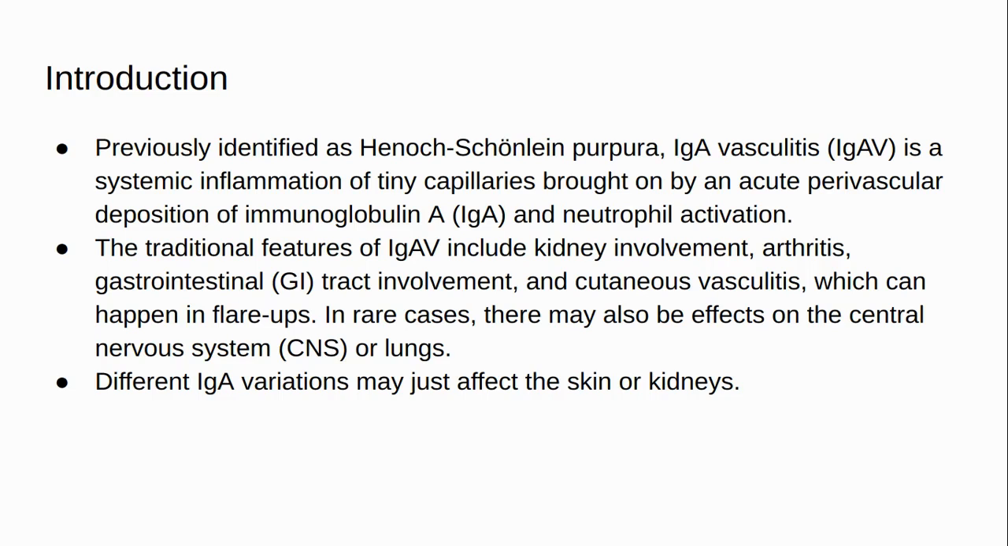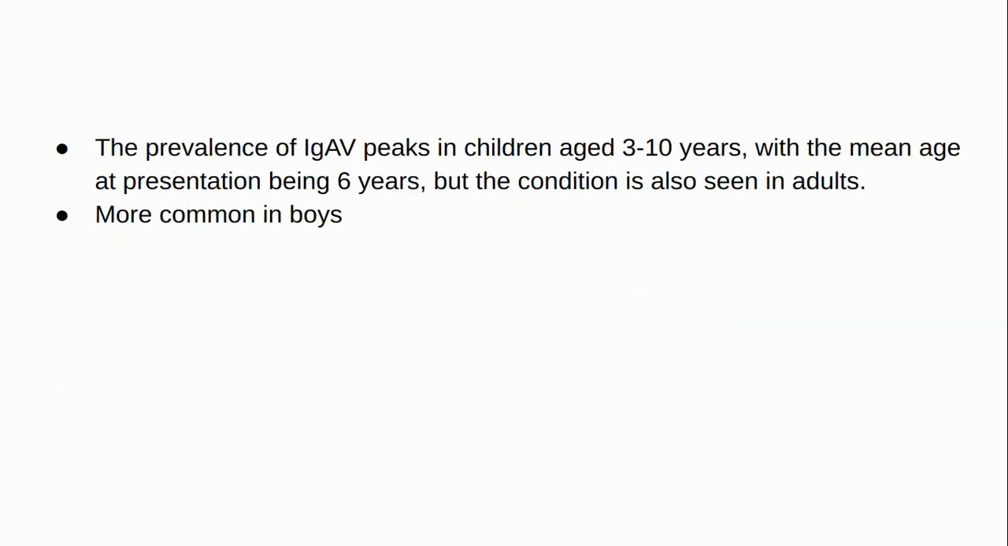Different IgA variations may just affect the skin or kidneys. The prevalence of IgAV peaks in children aged 3 to 10 years, with the mean age at presentation being 6 years, but the condition is also seen in adults. More common in boys.